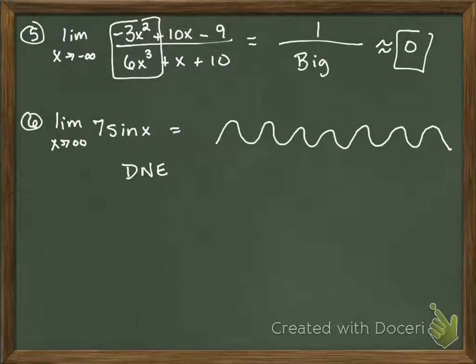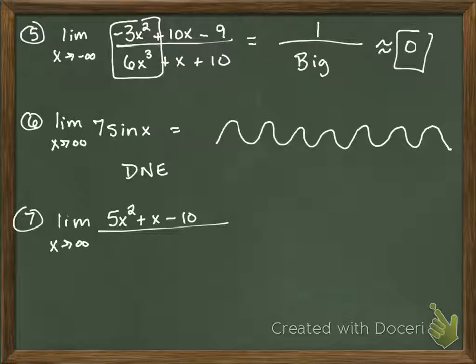Okay? So right here, let's look at another type of problem. All right, let me look at 7. So here's a limit as x approaches infinity. All right, and we got 5x squared plus x minus 10 all over negative 3x squared plus 2x minus 1. Try this one on your own.